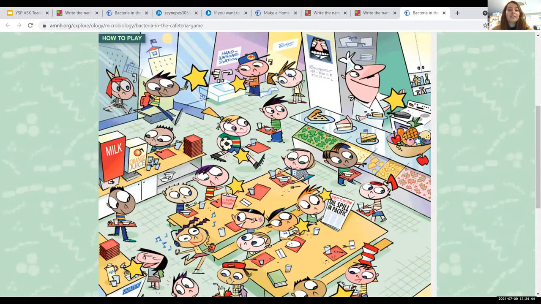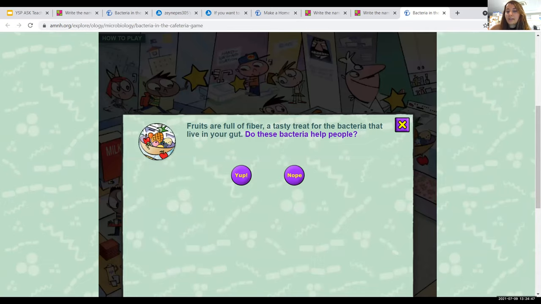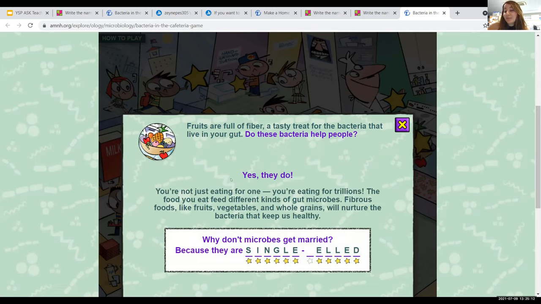Oh, here's one. Foods are full of fiber, a tasty treat for the bacteria that live in your gut. Do these bacteria help people? Okay, yes. Yeah, they are helping us, because when you are eating, the food you eat feeds different kinds of good microbes. Fibrous foods like fruits, vegetables, and whole grains will nurture the bacteria that keep us healthy.